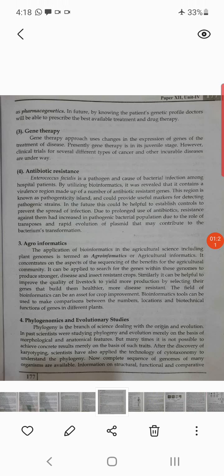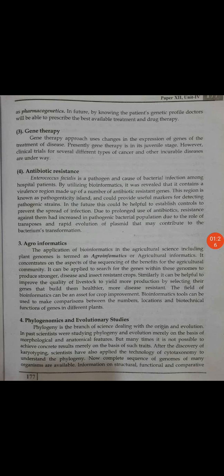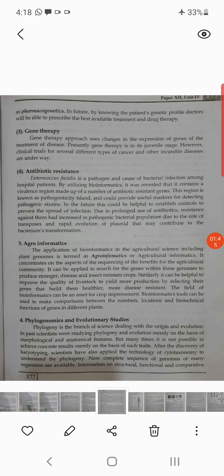Then agroinformatics. The application of bioinformatics in agriculture science, including plant genomes, is termed agroinformatics or agriculture informatics, and it concentrates on the aspects of sequencing for the benefit of the agriculture community. So the same thing here, we have to apply it for the plant: the sequencing, gene analyzing, and which gene is responsible for which fruit. So we can produce healthier, more disease-resistant plants.